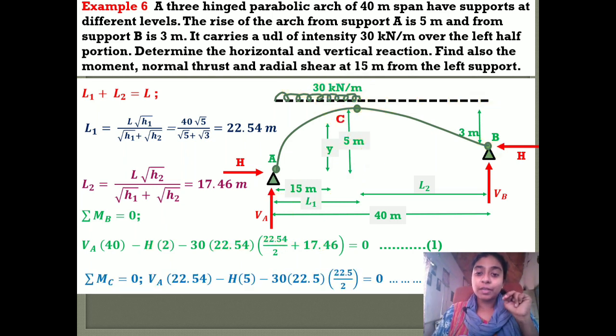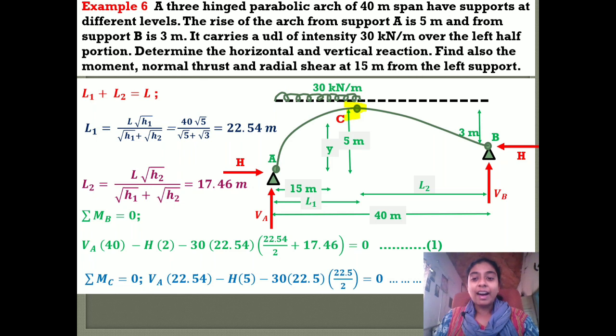So for that purpose, we will consider sigma MC is equal to 0. We will consider the equilibrium condition at this hinge. So while we are considering the point C or the hinge C for the equilibrium condition, we will consider either the left of C or the right of C.